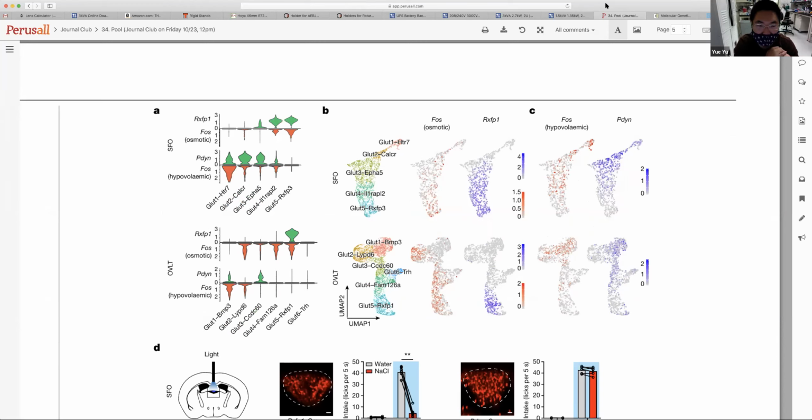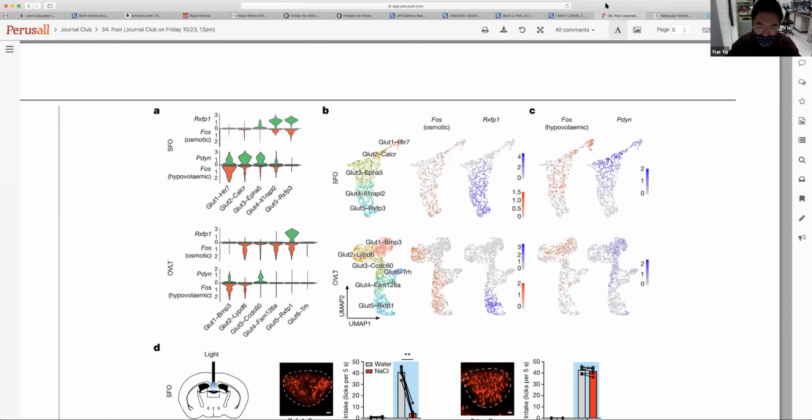But pyronorphin, you can see the same thing, like for Fos expression in SFO, you have pyronorphin expression when you have Fos in the hypovolemic condition. In OVLT, it's probably kind of similar. So it's kind of hard for them to conclude one strong marker that represents all the neurons in each condition, but they did find two candidates. So that's why they are trying to do this overlap in B and C, and they found, oh, that's pretty similar. Let's just try a manipulation to see if that works.